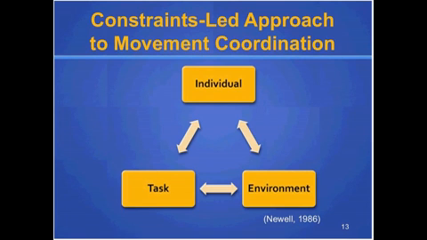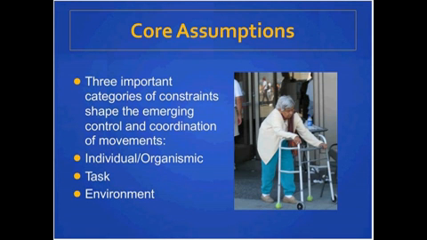And this is a framework that has guided my work over the last 20 years, so that it is easier and more effective to develop a multi-system balance and mobility training program that also looks at what is the contribution of the task demands and what is the contribution of the environment. We see that any of our subsystems, whether it be related to biomechanical constraints, sensory orientation, or anticipatory postural adjustments, are clearly going to be influenced by the nature of the task demands and also by the environmental constraints. In terms of core assumptions related to that theory, there are 3 important categories of constraints that Newell argues shapes the emerging control and coordination of movements.